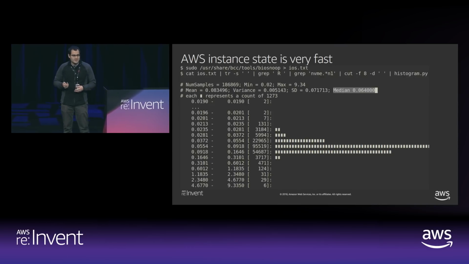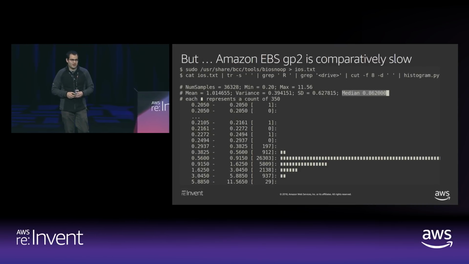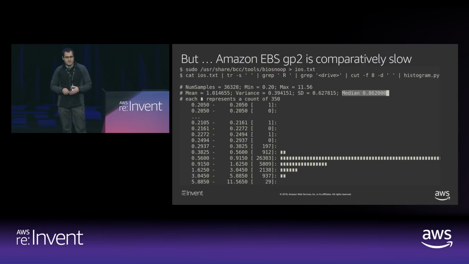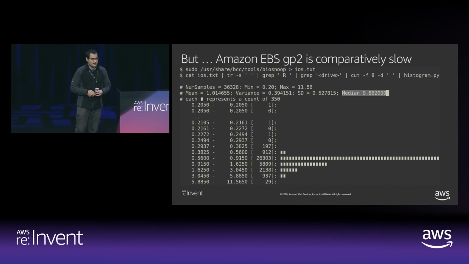And in fact, Instance Store these days, like NVMe Instance Store, is often not the bottleneck in our systems anymore because it's so fast. But EBS is slower. EBS GP2, which I think is a fair comparison to instance SSDs, is comparatively slow. It's about an order of magnitude slower. So instead of 64 microseconds, we're talking about 800 microseconds, which is still historically very fast. But comparatively, it is slow. And so we have to be cognizant of this when we're designing our system.